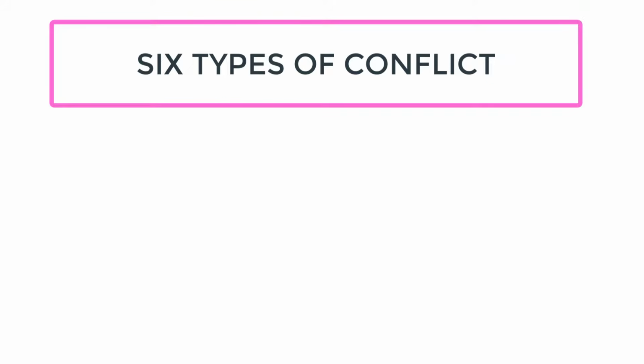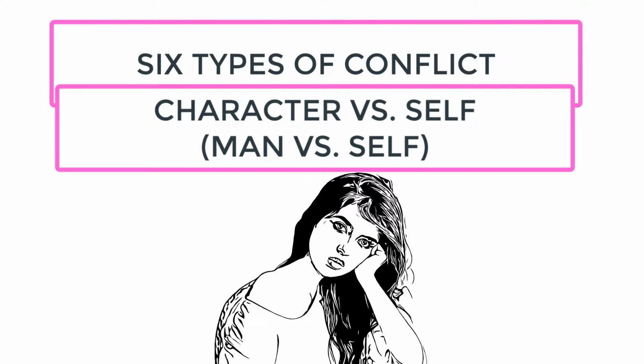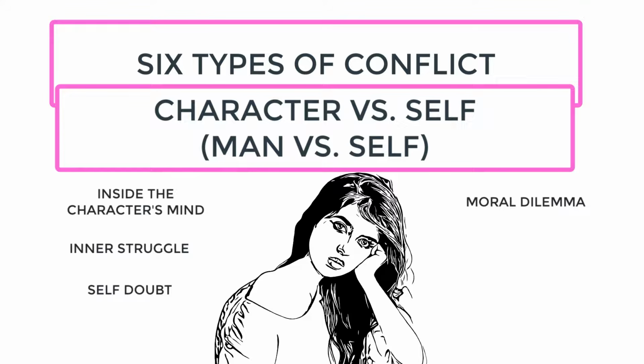You will encounter 6 types of conflict. You will find character versus self. This is called man versus self. This type of conflict is inside the character's mind. It usually involves an inner struggle with self-doubt, a moral dilemma, or the character's own nature.